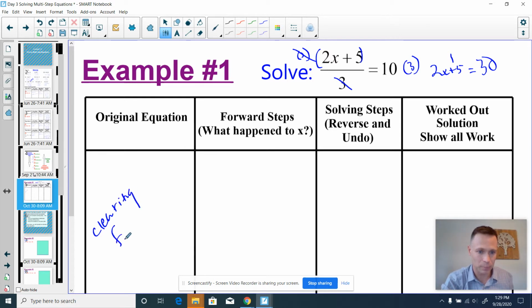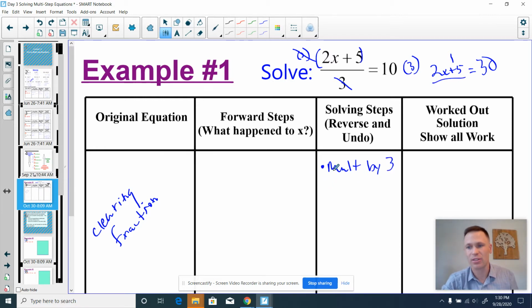Clearing fractions is our awesome fraction strategy because it gets rid of fractions, right? We don't have to deal with the fractions anymore. And the way we clear fractions is by undoing the division, which a fraction really is, right? It's kind of division. We undo that with multiplication. So we clear fractions by multiplying out the denominator. Okay. So in solving this problem, our first solving step was actually to multiply by 3, right? We had to clear the fraction.